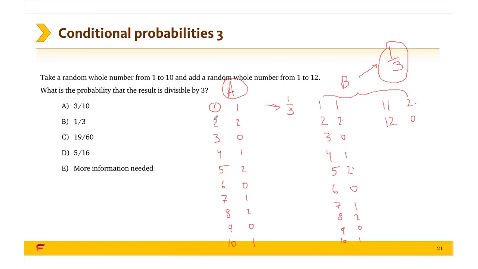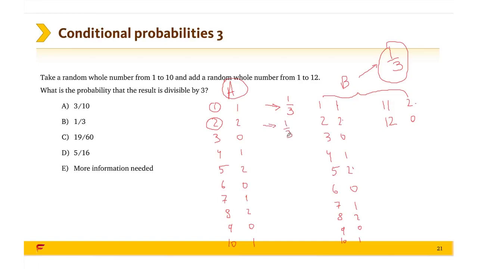If we get 2 on our first step, the probability that A plus B will be divisible by 3 is nothing but 1 third again, because we need to add a number that when divided by 3 gives the residual of 1, and the probability of getting this number is just 1 third. Because we have 1, 2, 3, 4 out of 12 situations where we get the residual of 1.